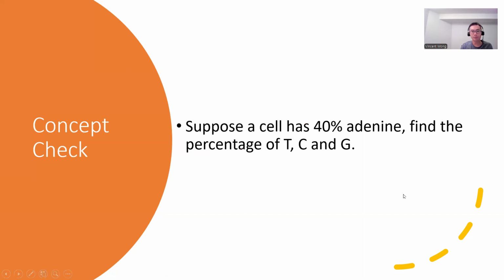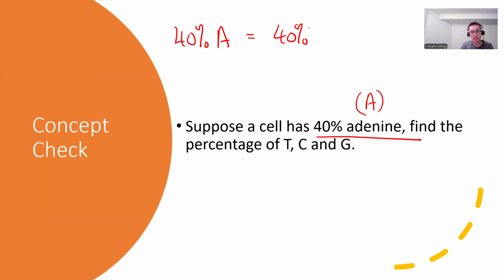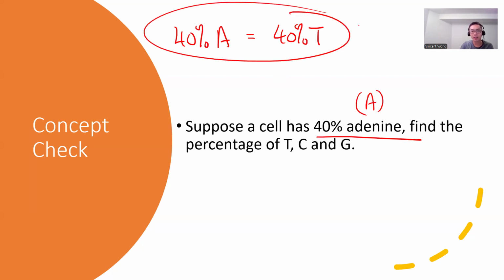Here is another important question. Suppose a cell has 40% adenine. Adenine is A. Find the percentage of the other three. If you have 40% A, you will also have 40% of what? T, that's right, because A pairs with T. Anytime you see an A, guaranteed you're going to find a T. So 40% A, 40% T. Together, this makes 80%, which means 100 minus 80, you have 20% left. And the 20% is split between the C and the G, which is 10% and 10%.